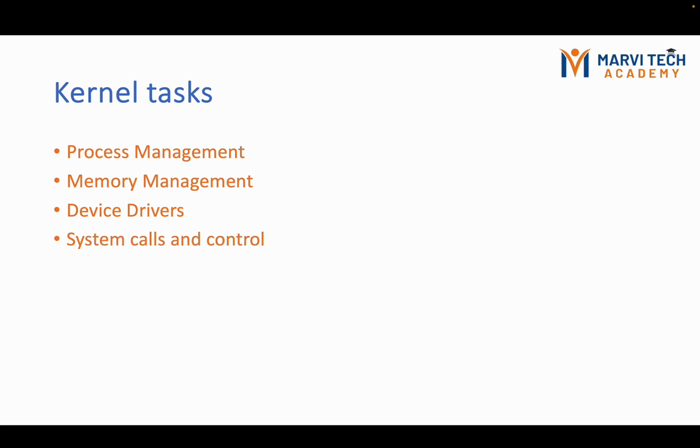System calls and control allows user programs to interact with the kernel through system calls, which provide access to services like file management and I/O operations. I/O management manages input and output operations like reading from disk, writing to files, or handling network requests.